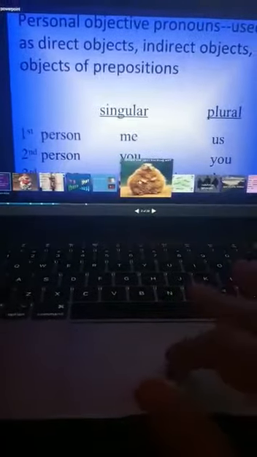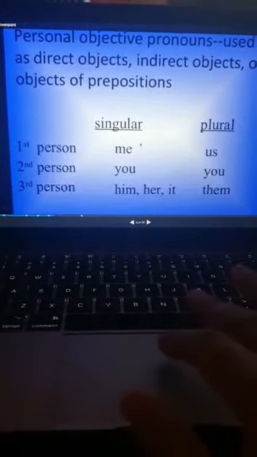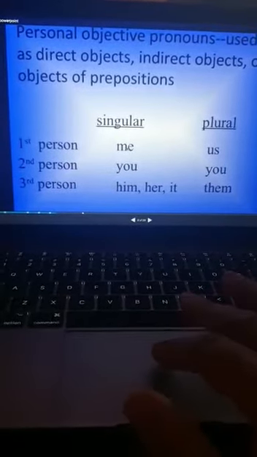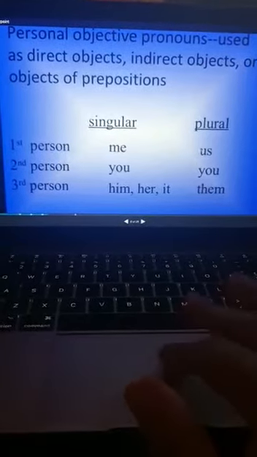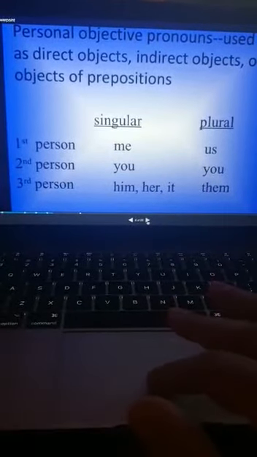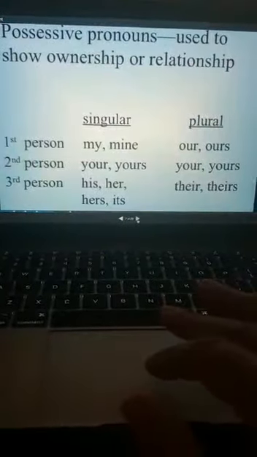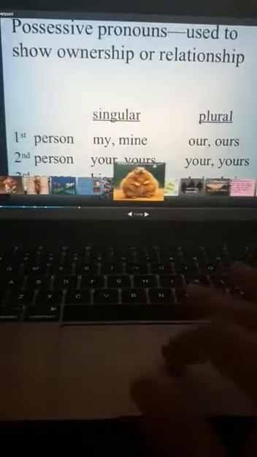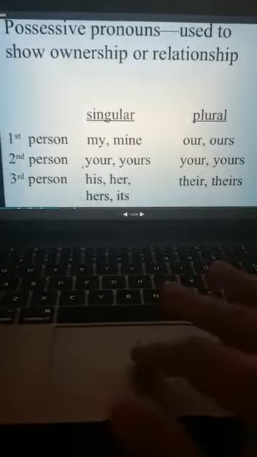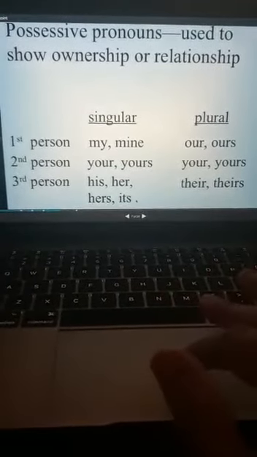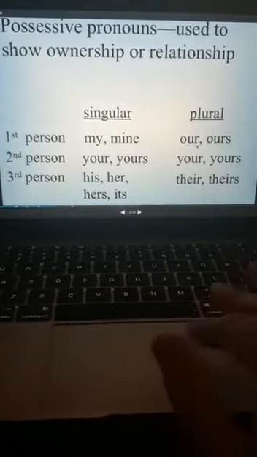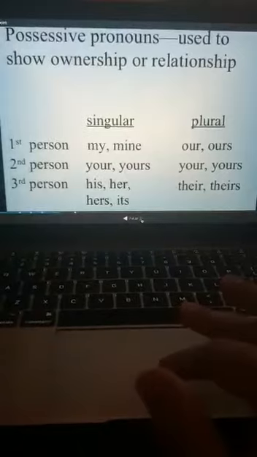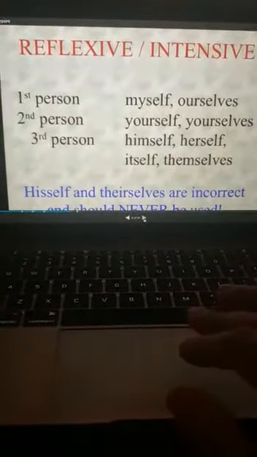Similarly, we can have objective pronouns from these three persons. Words like these are used for singular pronouns, and these are used for plural objective pronouns. Now, possessive pronouns, they show ownership or relationship. They are also derived from the personal pronouns. See, here they are the singular possessive pronouns, and these are the plural possessive pronouns.